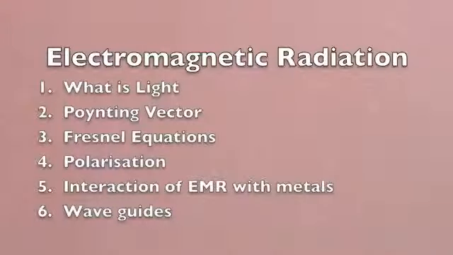Hello, today we're continuing with our series on electromagnetic radiation, looking at the Poynting vector. This series has videos on what is light, the Poynting vector, Fresnel equations, polarization, the interaction of electromagnetic waves on metals, and waveguides. The Poynting vector is a measure of intensity of electromagnetic radiation.